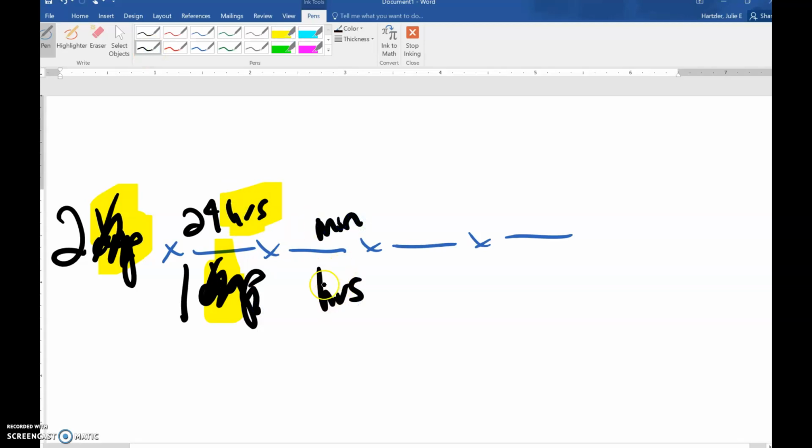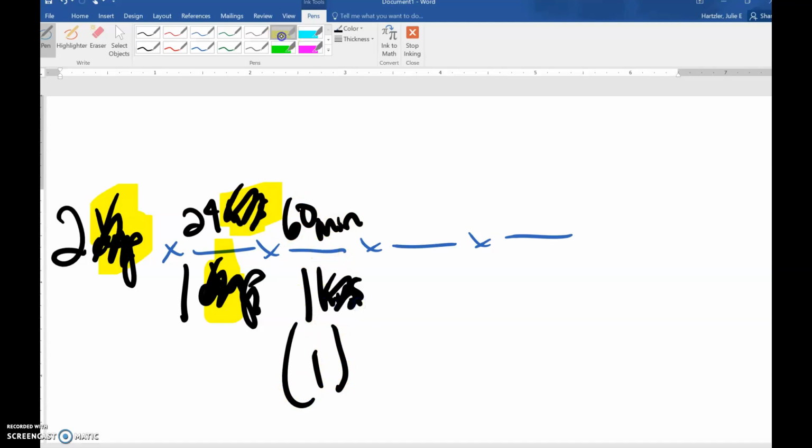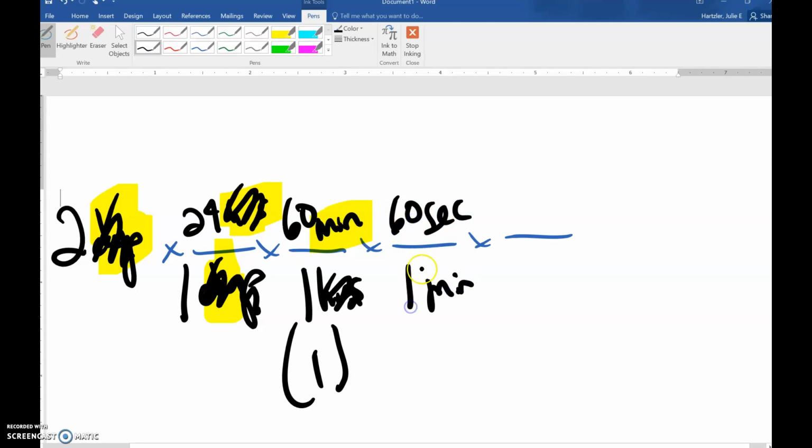And again, don't just write numbers here. Think about it. 60 minutes in 1 hour. So make sure you don't accidentally say 1 minute is 60 hours. So again, now hours cancel. So now I have the label of minutes. So minutes is on top, so I'm going to put minutes on bottom. Seconds are on top. And I know there's 60 seconds in 1 minute. And these cancel. And then this is the unit I want. I'm in seconds. So I don't need this extra little thing. And I know I'm done.